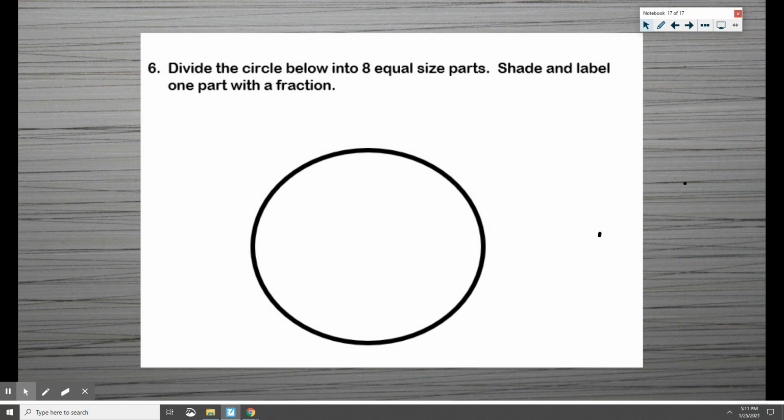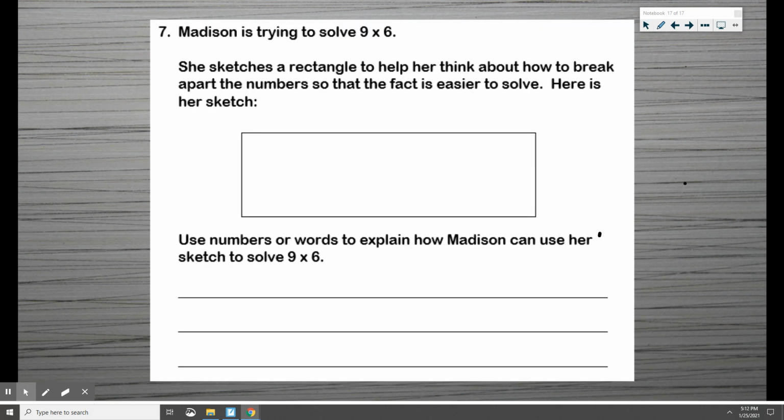All right. Number 7, Madison is trying to solve 9 times 6. She sketches a rectangle to help her think about how to break apart the numbers so that the fact is easy to solve. Here's her sketch. So we know that this side is going to be 6, and this is going to be 9. I want to break them apart into numbers that I can use.